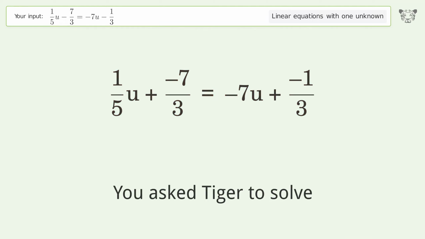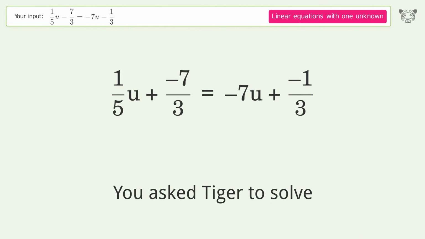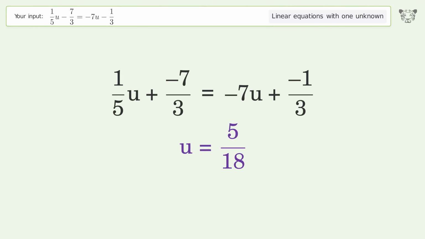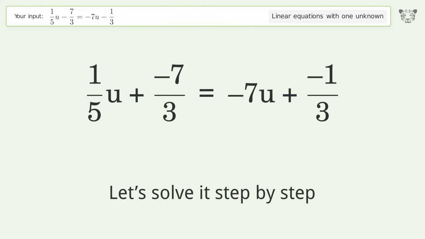You ask Tiger to solve. This deals with linear equations with one unknown. The final result is u equals 5/18. Let's solve it step by step.